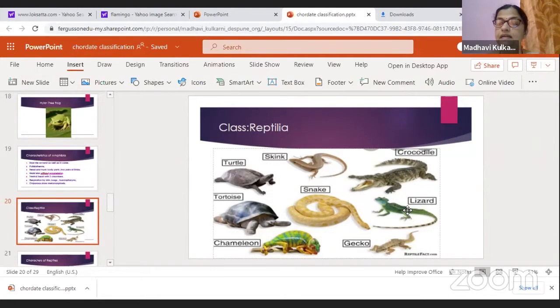Next is a lizard. It is a garden lizard. And the next is a wall lizard, gecko. So, and one more interesting, chameleon. It is a type of lizard that can change the color matching to the surrounding. Variety of different color shades it can change. So all these are the reptile animals.